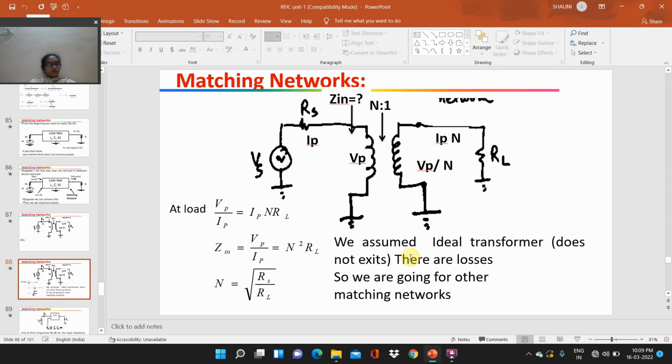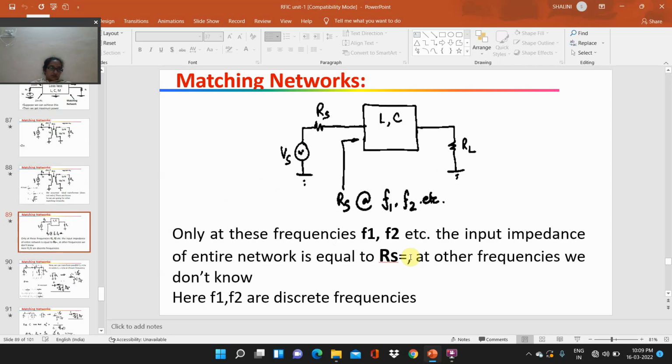N is equal to the square root of Rs by RL. We assumed an ideal transformer, which does not exist, because an ideal transformer is not applicable in practical conditions due to the copper and core losses. So due to the losses we are going for another matching network.